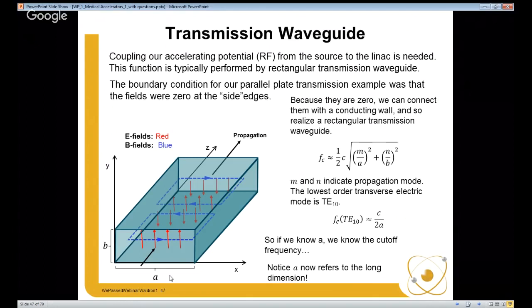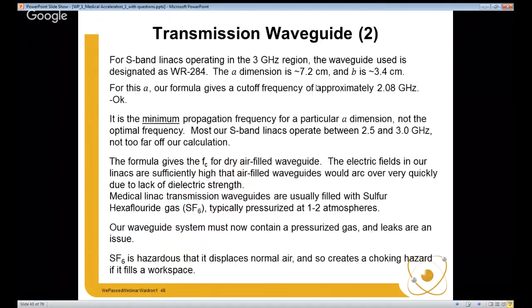Notice that compared to my previous slide, the long side of the rectangular tube is now A, before it was B. And basically, the frequency of propagation depends upon the width of A. So if we look at a transmission waveguide for a 3 gigahertz TE0 mode, the A dimension is about 7.2 centimeters, the B dimension is about 3.4 centimeters.